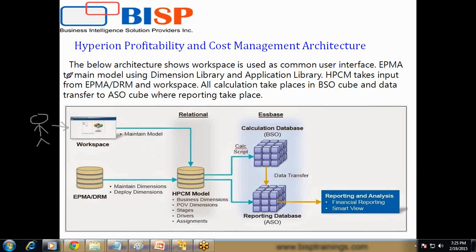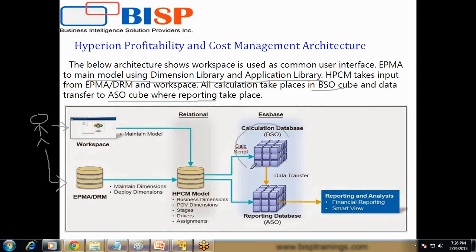And in EPM, to maintain, you load your metadata through the dimension library and create your application like in the application library. Similarly, you do this for HFM or planning to load metadata and create an EPMA application. The data is input through EPMA dimension libraries, you load data to shared dimensions, which are in turn assigned to the application. It's exactly the same way you do it for planning, or you could use DRM. So we use two different cubes: one cube is BSO, another one is ASO.